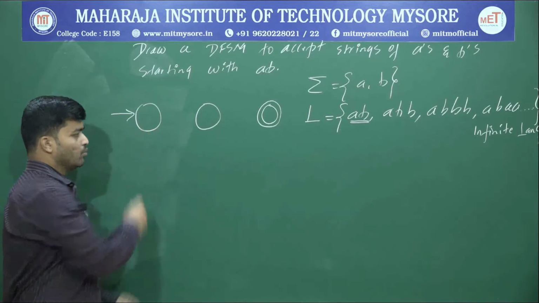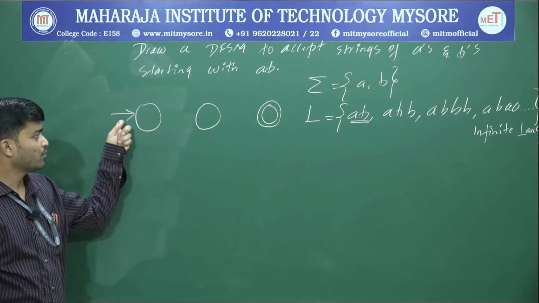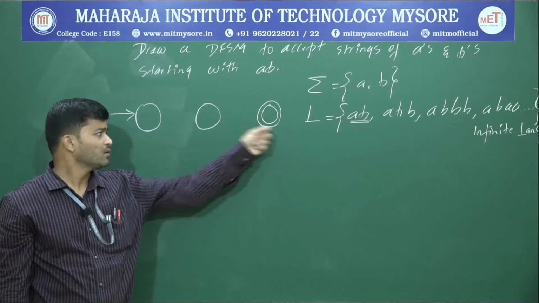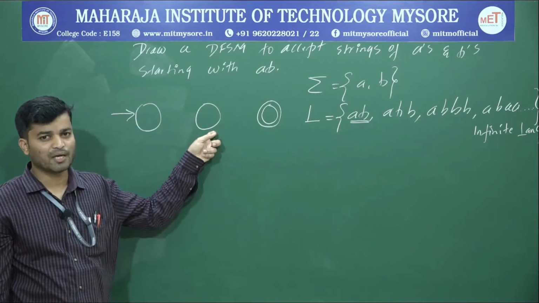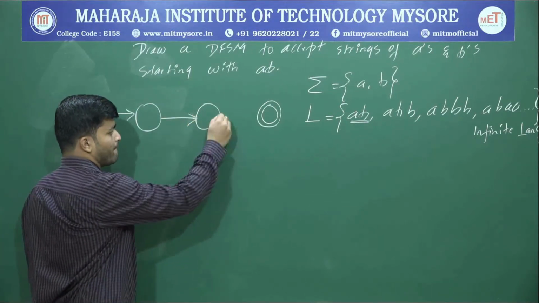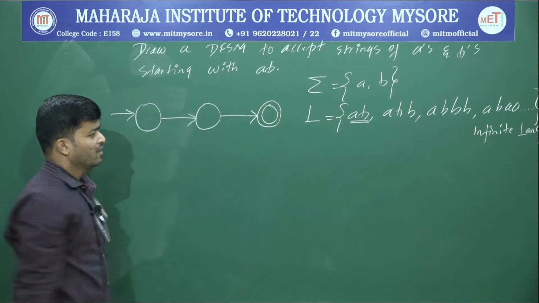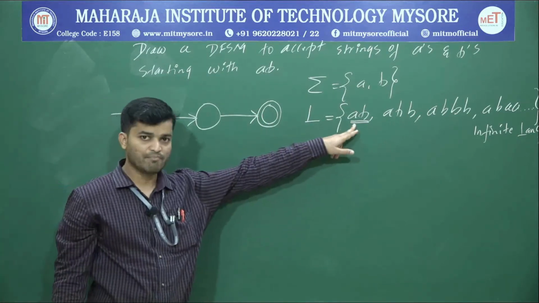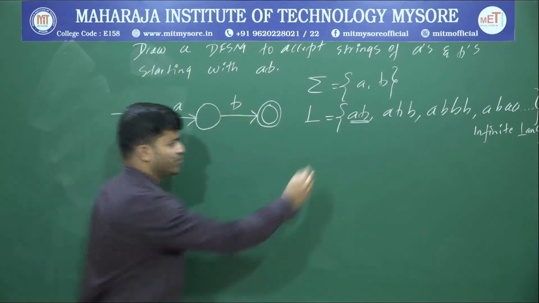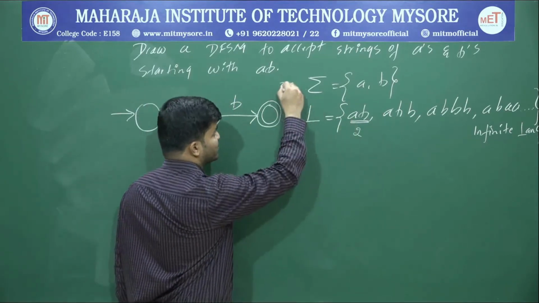Next, you know how to draw the start state: a circle with an arrow. A double circle becomes an accepting state. A plain circle becomes an intermediate state. Now connect these 3 using arrows. Next, whatever the minimum length string AB is, you write that as it is. The length is 2, so I have taken 3 states.